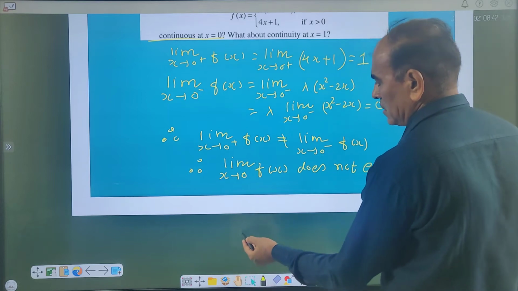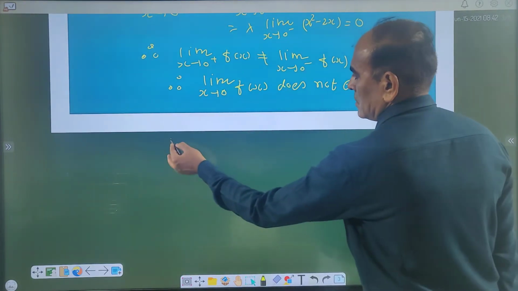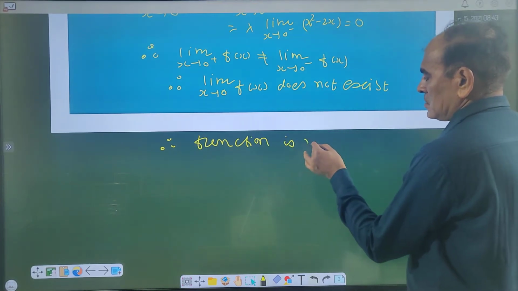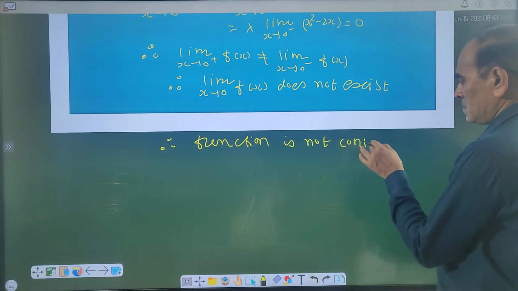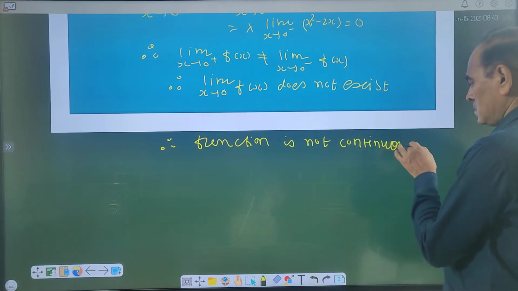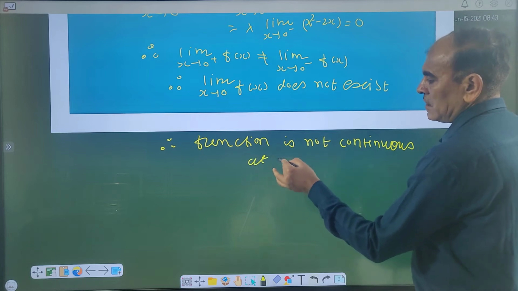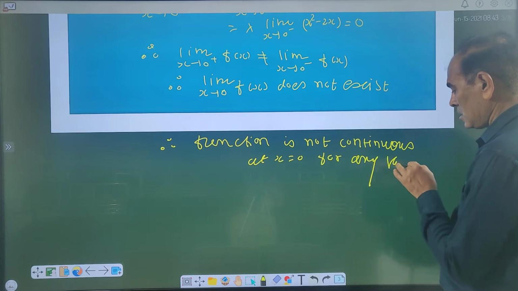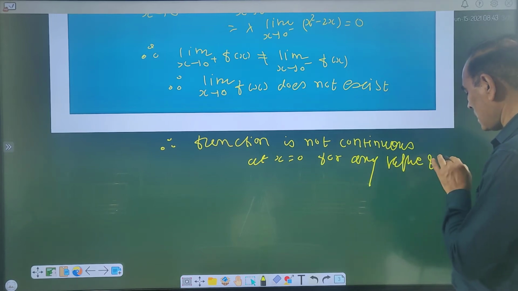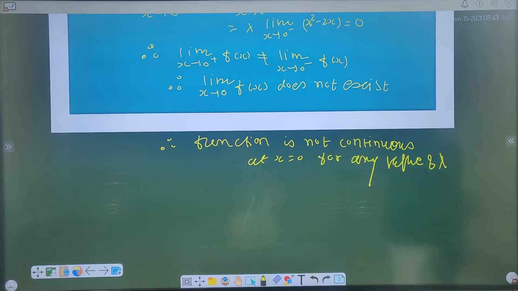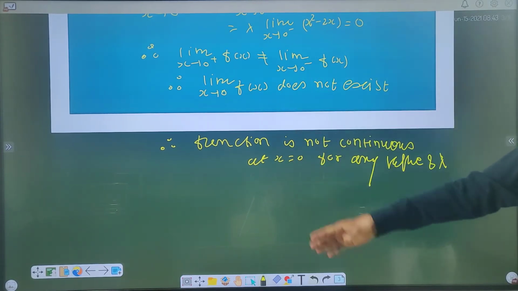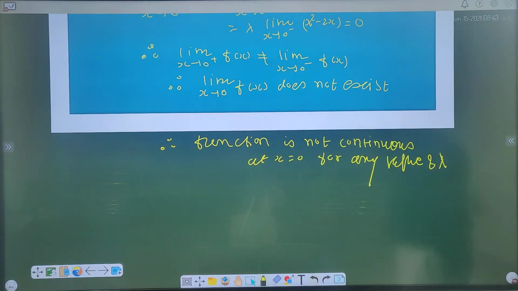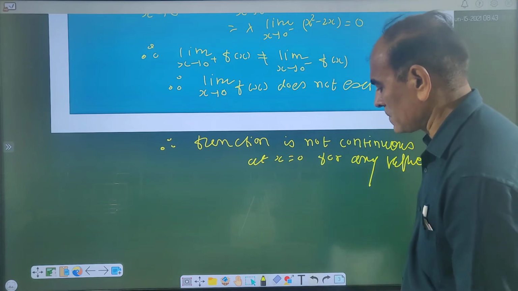Therefore, what we have to write? And therefore, function is not continuous at x equal to 0 for any value of lambda. You can take whatever value of lambda, but left and right limits exist, but they are not equal. So this one is not continuous for any value of lambda at x equal to 0.